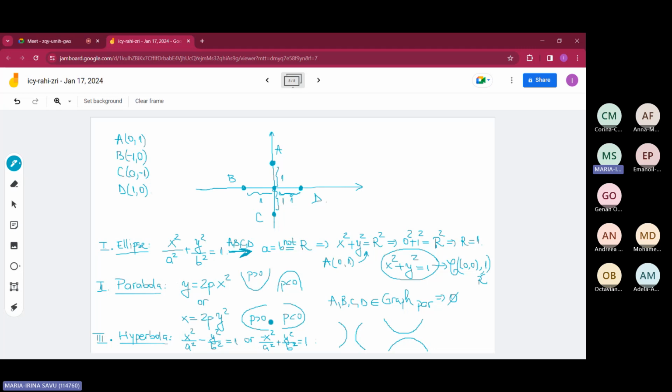But what if here we don't have a reduced equation? Would you draw a hyperbola which looks something like this, something like this, and like this? Could you construct such a parabola?